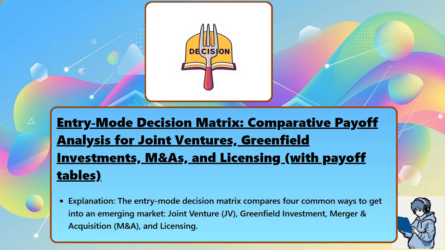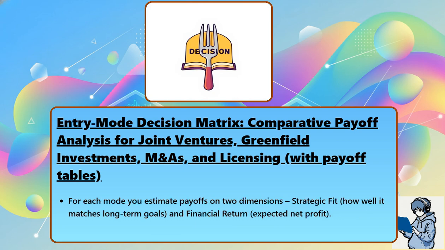Explanation. The entry mode decision matrix compares 4 common ways to get into an emerging market: joint venture, greenfield investment, merger and acquisition, and licensing. For each mode you estimate payoffs on 2 dimensions: strategic fit, how well it matches long-term goals, and financial return, expected net profit. Create a 2x2 payoff table for each mode.